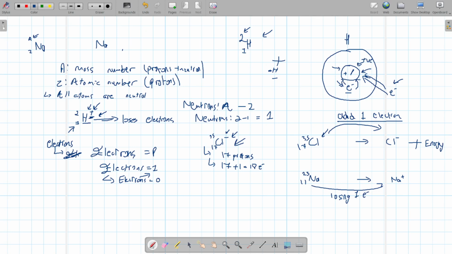If I want to lose this electron, I have to push it away. There are forces pulling this electron. So that means I have to put in energy to push that electron away from the nucleus. I need to absorb energy if I want to lose electrons. If I want to add electrons, I release energy.